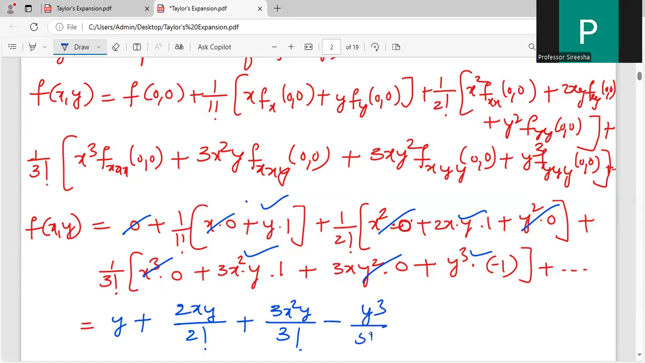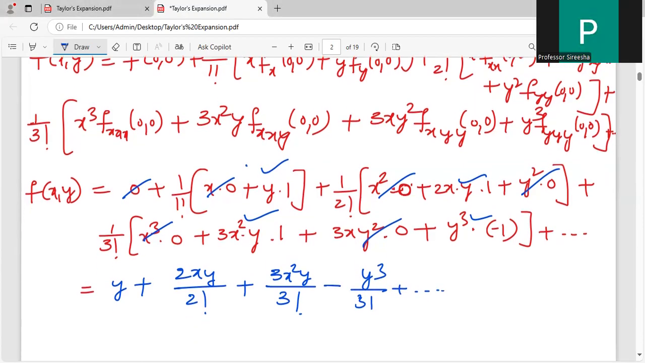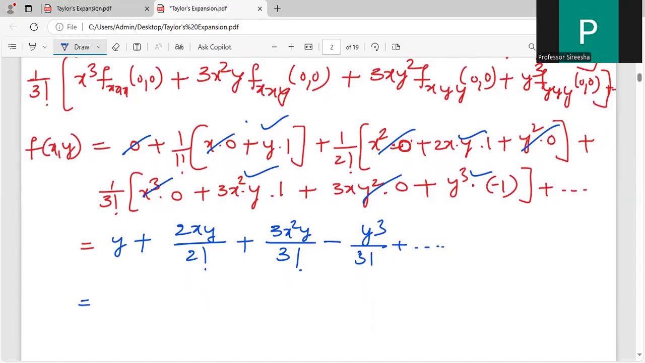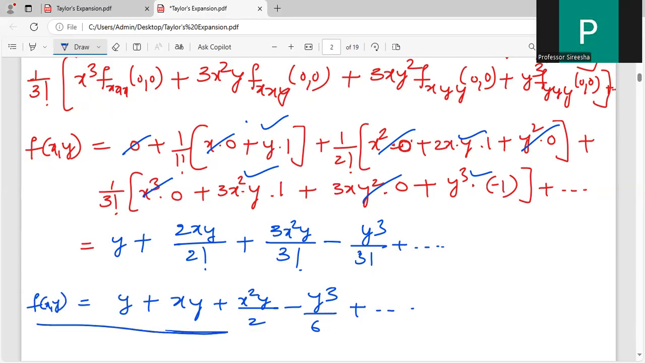See, it doesn't stop here. It's an infinite series. Taylor's expansion is an infinite series. Okay, I'm not going into the detailed version of it. Why? Because this is exam oriented, right? 2 by 2 factorial would be 1, and then 3 by 3 factorial would be what? x squared y by 2 minus y cube by 6 is what I will have, plus dot dot. This is my Taylor's expansion. Is it easy? Yes, it would definitely be easy for you.